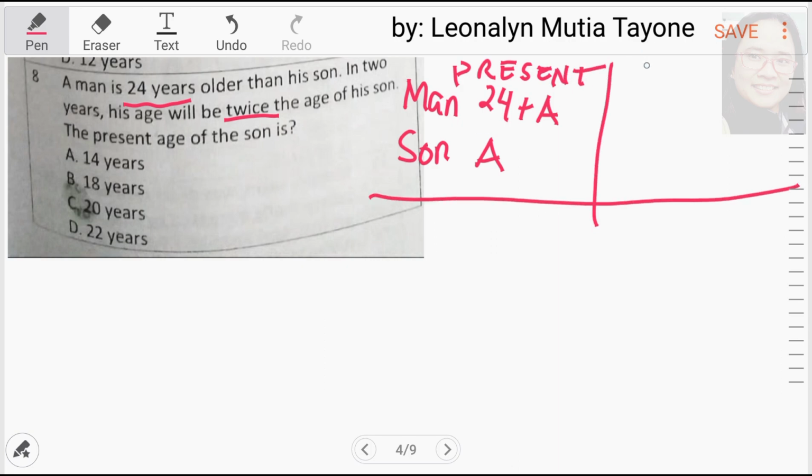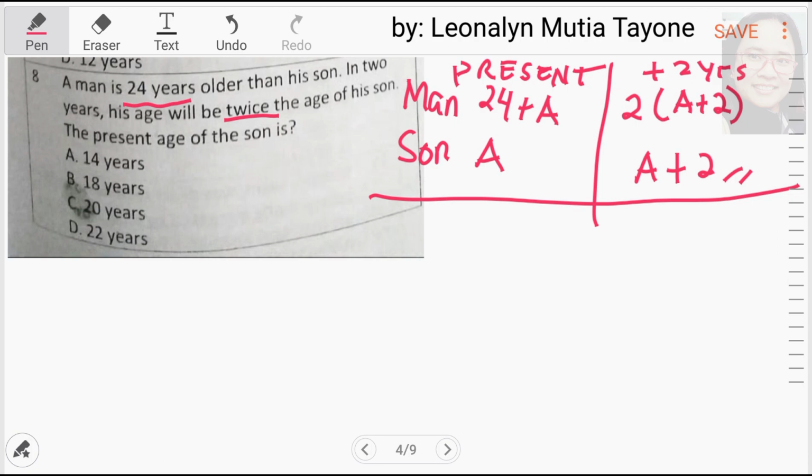Mag-table tayo. Ito naman, in 2 years, plus 2 years. In 2 years, his age will be twice the age of his son. Ang age ni son at present ay A, so A plus 2 in 2 years. Twice the age of his son. 2 times A plus 2. Yan yung ibig sabihin ng twice the age of his son in 2 years.